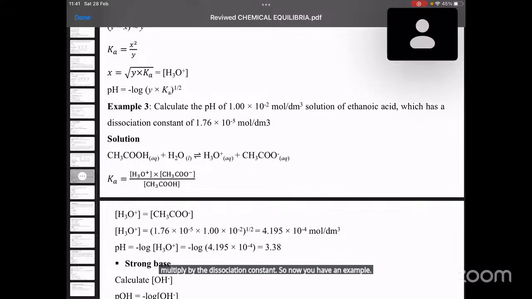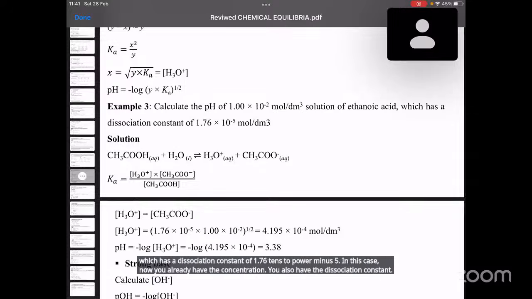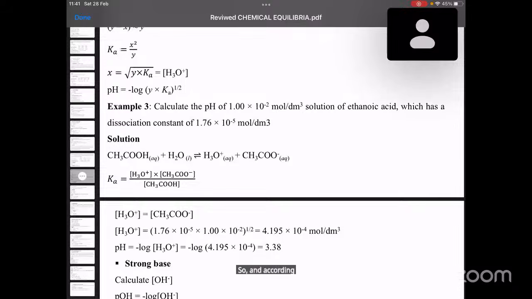Calculate the pH of 1.0 times 10 to the power minus 2 mole per dm cube of ethanoic acid, which has a dissociation constant of 1.76 times 10 raised to the power minus 5. In this case, you already have the concentration. You also have the dissociation constant. So, according to what we said, of course, you're just going to be multiplying.